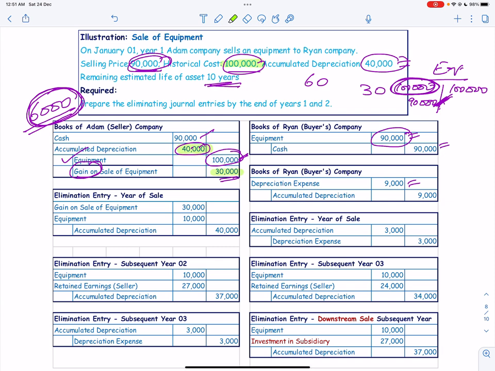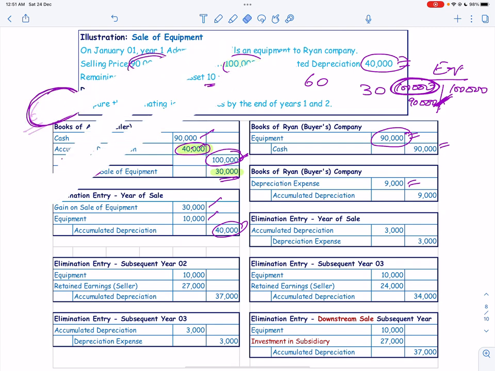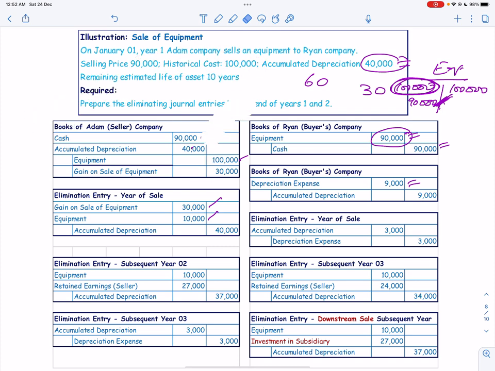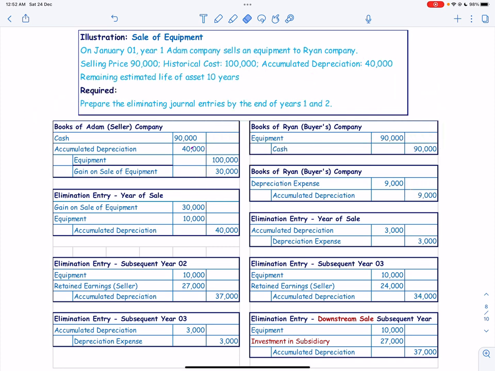So the consolidated entry will be: gain on sale of equipment is debit, equipment is debit by 10,000, and accumulated depreciation is credit by 40,000. So let us see what we have done so far. Cash is debit for 90,000 and this cash is set off by cash credit of 90,000. So cash is gone. Adam credited the gain for 30,000 and gain is debited by 30,000 to eliminate it.